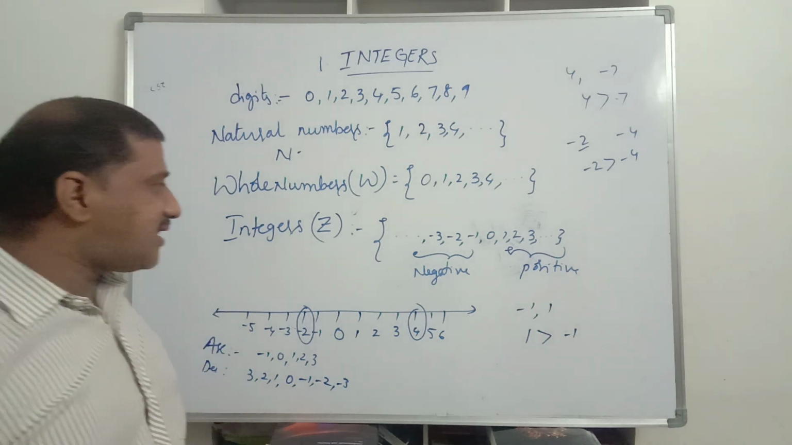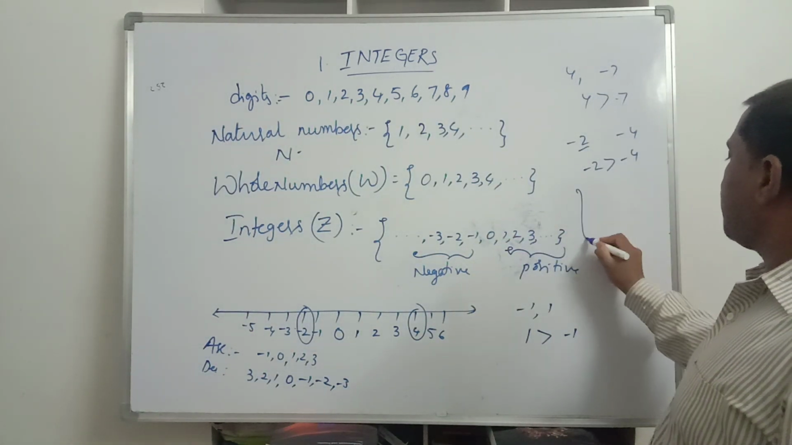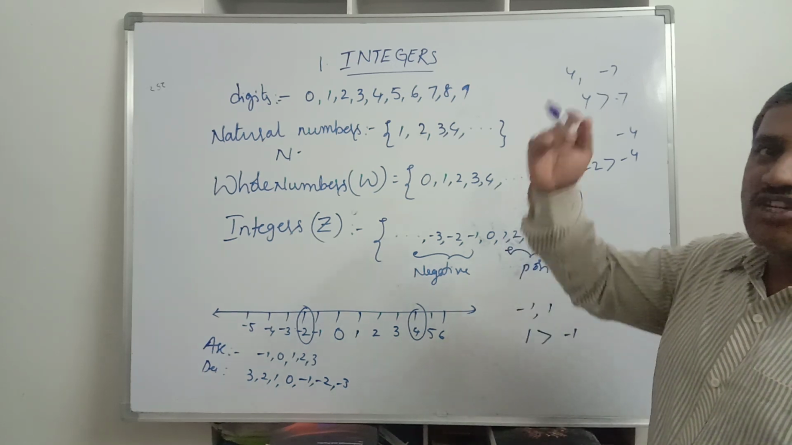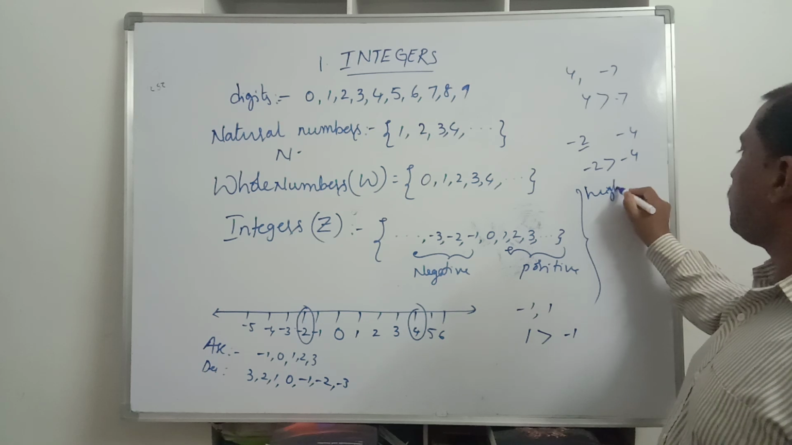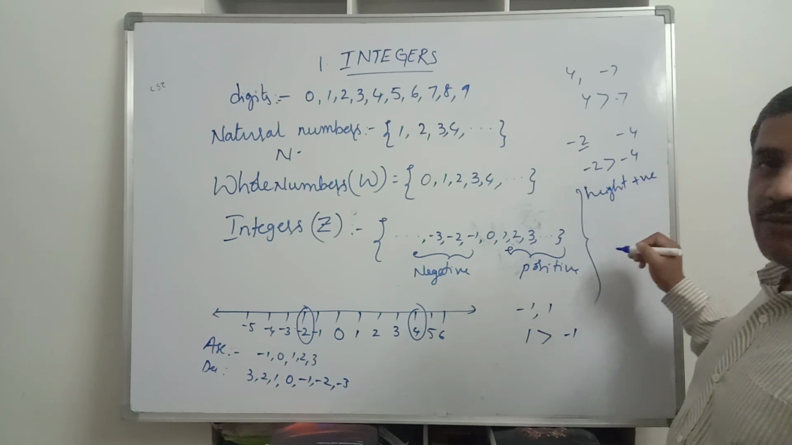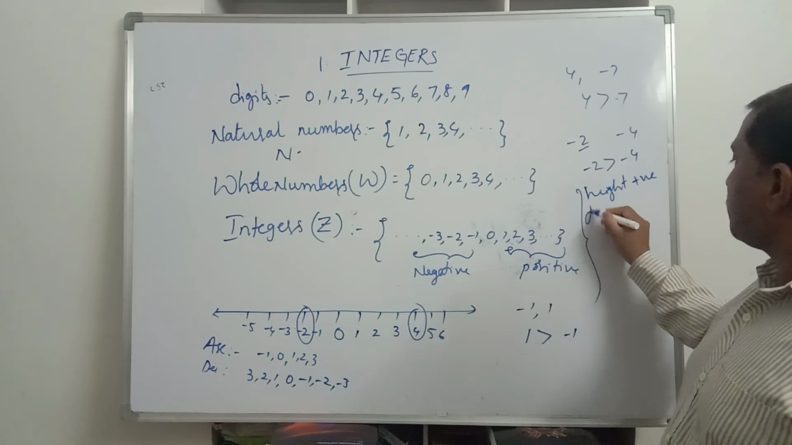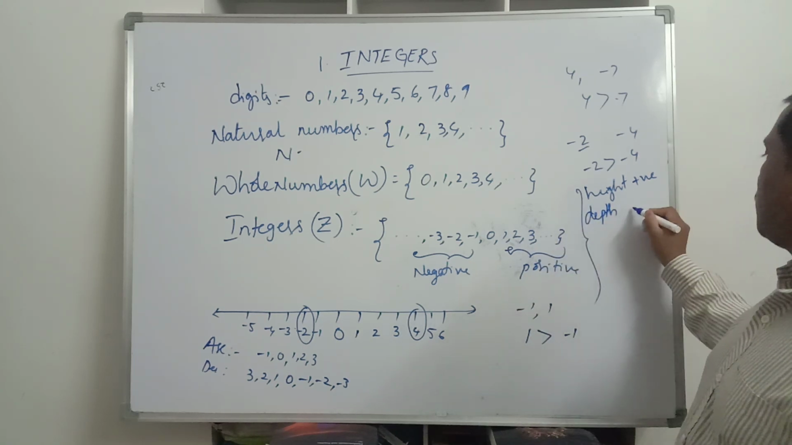Now, where do we use these integers? Positive and negative integers are both used. When we measure the height of a mountain or the height of a pillar, we use a positive integer. If you want to measure the depth of a well or the depth of the sea, we use a negative integer.